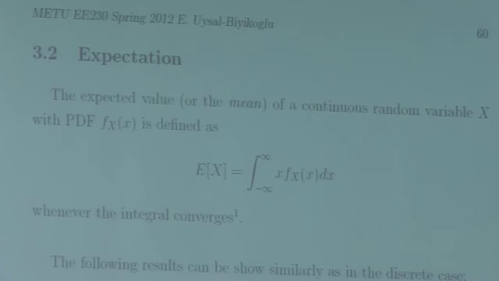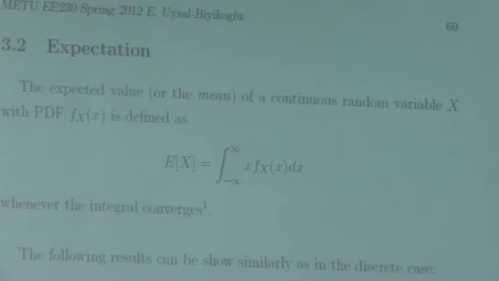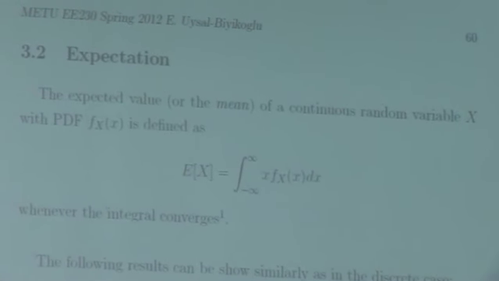When we have a continuous random variable X with PDF f_X(x), the expectation of X is defined as the integral from negative infinity to positive infinity of x times f_X(x) dx, whenever the integral converges. For some continuous distributions, this integral may not converge. In that case, we just say that the random variable does not have a well-defined expectation.